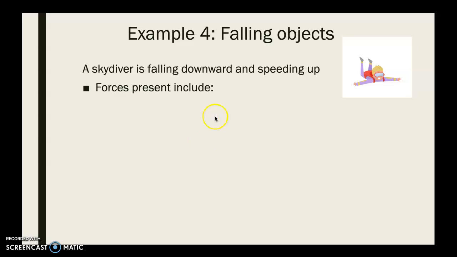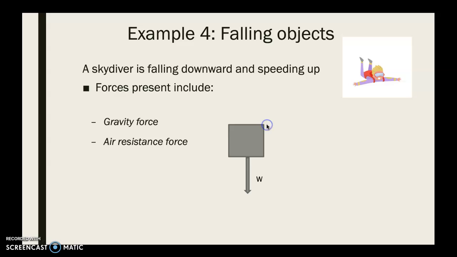Falling through the air. A skydiver falling downward and speeding up. So weight is going to be present, as will air resistance, because they're falling through the air. So I have my object. I'm going to draw in my weight. Because they're falling down and speeding up, that's going to mean that my drag is actually going to be a lot smaller than the weight. This is what signifies that the object is moving in a downward direction and speeding up: the fact that my weight arrow is bigger and my drag arrow is smaller.